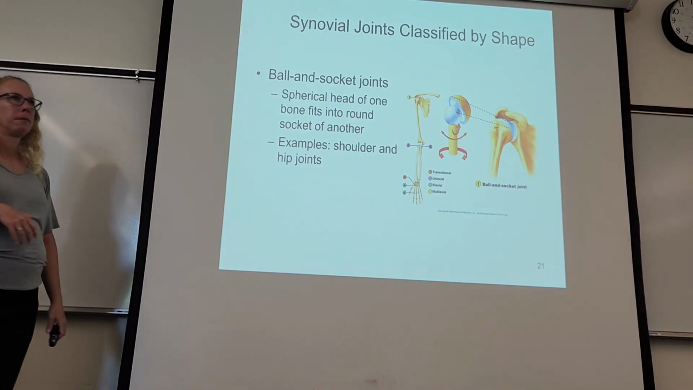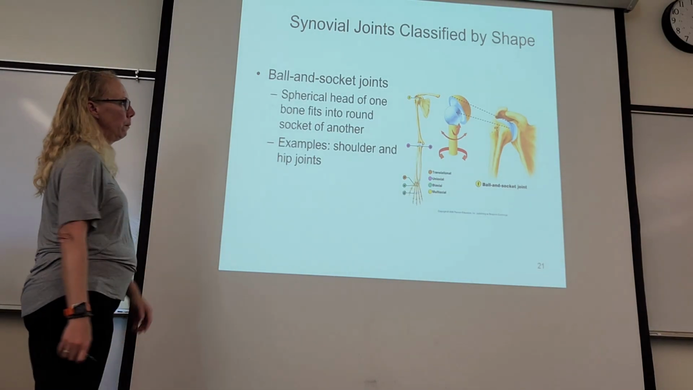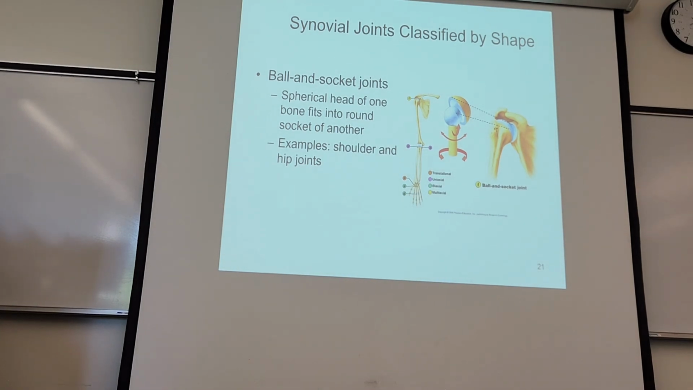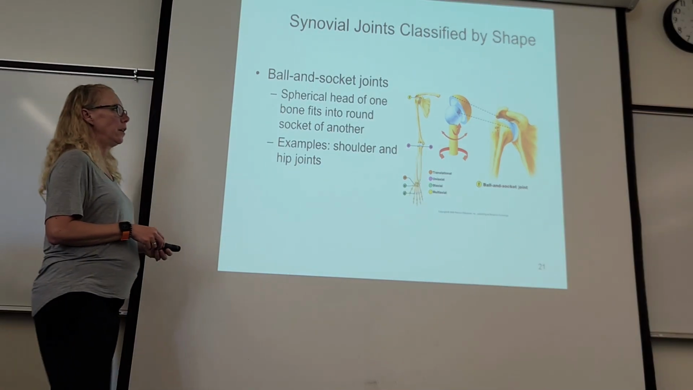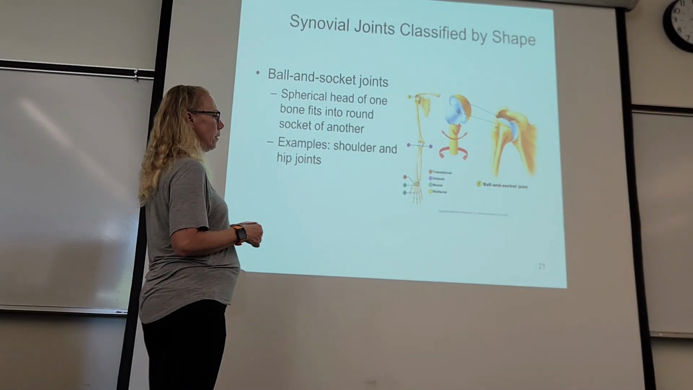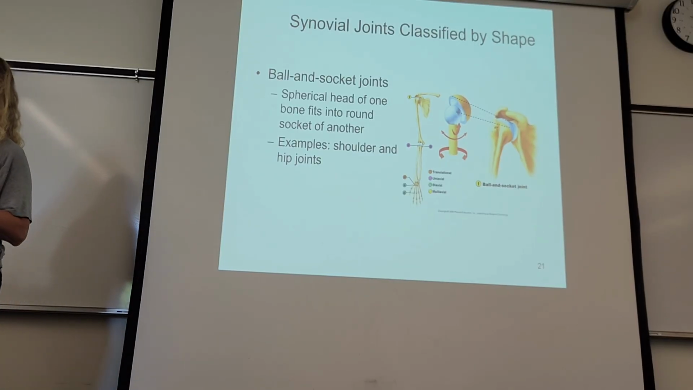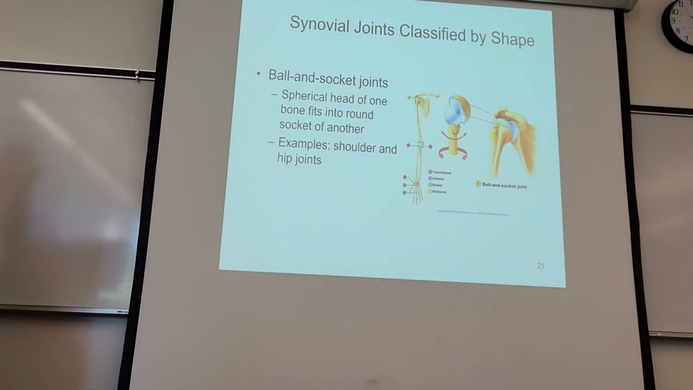Okay, so the one that you guys are probably most familiar with is a ball and socket joint, because it's the ball end of one long bone articulating with the socket of, or depression of, another bone. The examples would be the shoulder and the hip. So, what are the articulating surfaces of the shoulder joint? What part of the humerus?